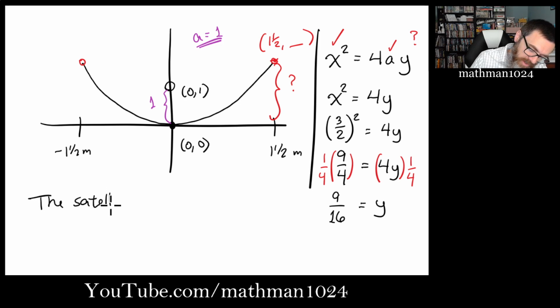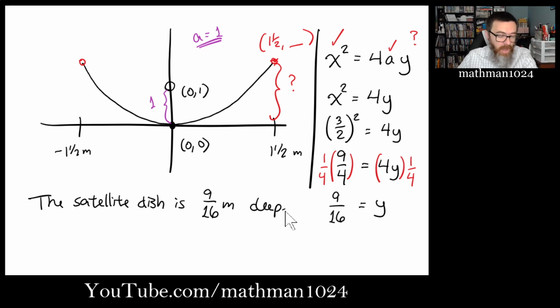So the satellite dish is 9/16 of a meter deep. Well, that puts the receiver actually outside of it. So my picture is a bit off, right? We said that our receiver was going to be 1 meter above the center, but since the satellite dish is only 9/16 of a meter deep, it's going to be about half as deep as that, so you would see that receiver part kind of sticking out.